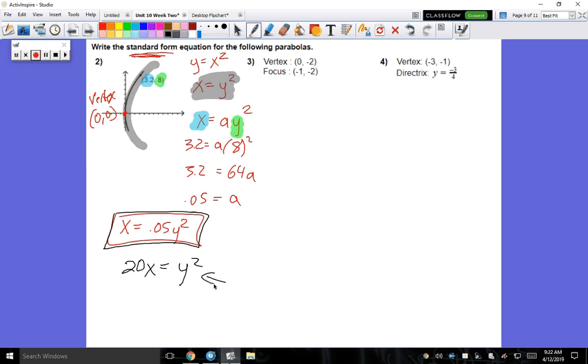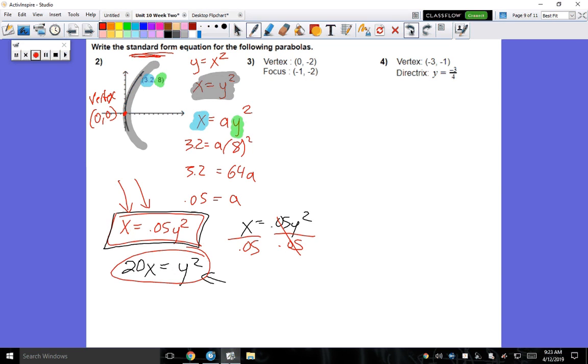Okay, so again, how did I get this? I just took this and divided basically both sides by this 0.05. That cancels to a form of 1, and this would become 20x on the left side. But again, this is equivalent, but I would rather you do a horizontal by getting x by itself. Just like I would want you to do a vertical parabola up and down by getting y by itself. So again, x by itself is horizontal, y by itself is vertical.